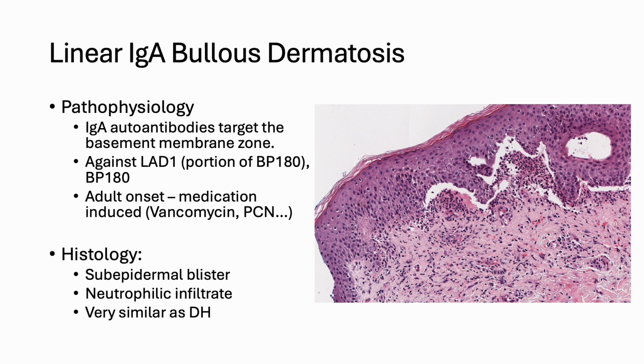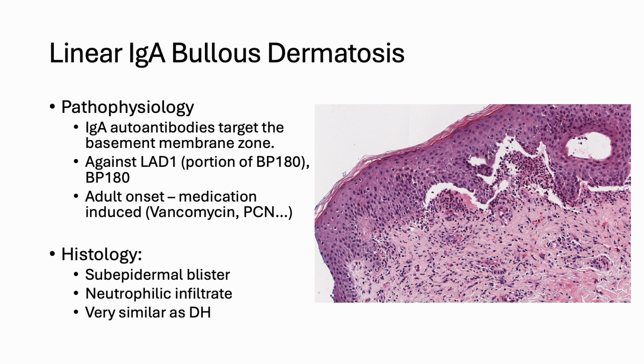If the patient has an adult onset, sometimes there can be a particular reason. The most common reason is the use of medication. Among all those medications, vancomycin is notorious for inducing LABD. Other commonly seen medications include penicillin, ACE inhibitors, pressor medications, and NSAIDs. The histology can be very similar to dermatitis herpetiformis, where we can see the subepidermal blister with a neutrophilic infiltrate.